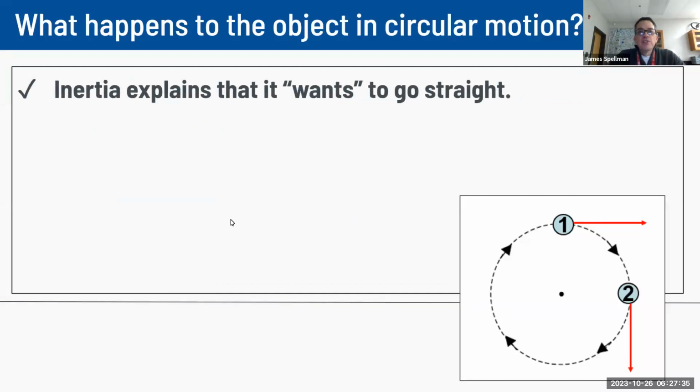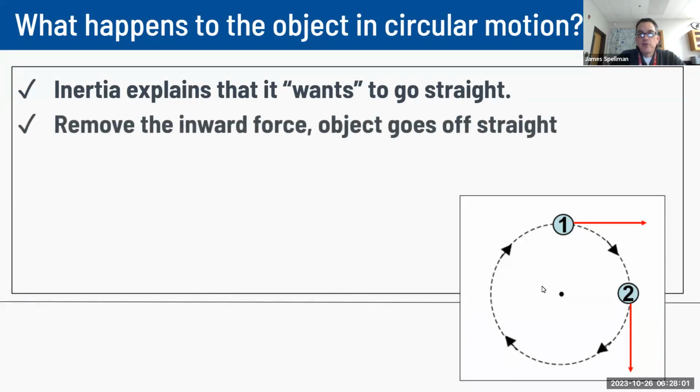Okay. When an object is in circular motion, the object itself wants, think of it that way, to go straight because of inertia. Inertia says an object wants to continue its motion until an outside force acts on it. So if we were spinning something in a circle, at the point where it says 1, the object wants to continue going in the direction of this red line. However, it's the pull inward that keeps it from doing that. And if we remove the force, if you're spinning something around and you just let it go, it would fly off in the direction indicated by the red arrow at 1.